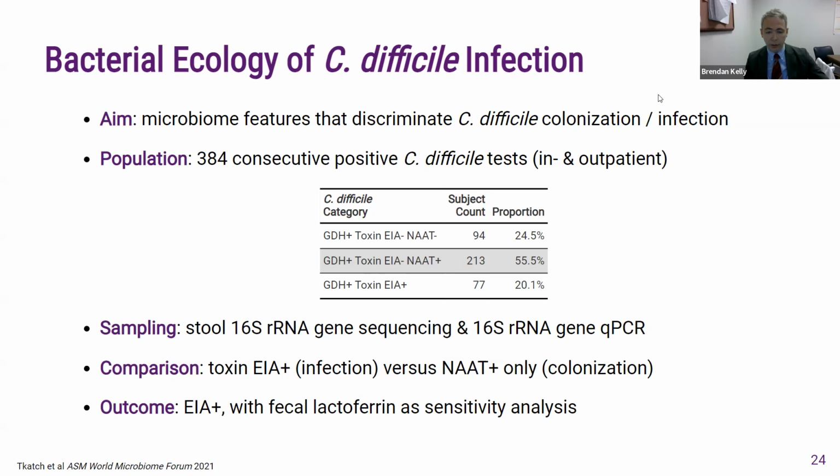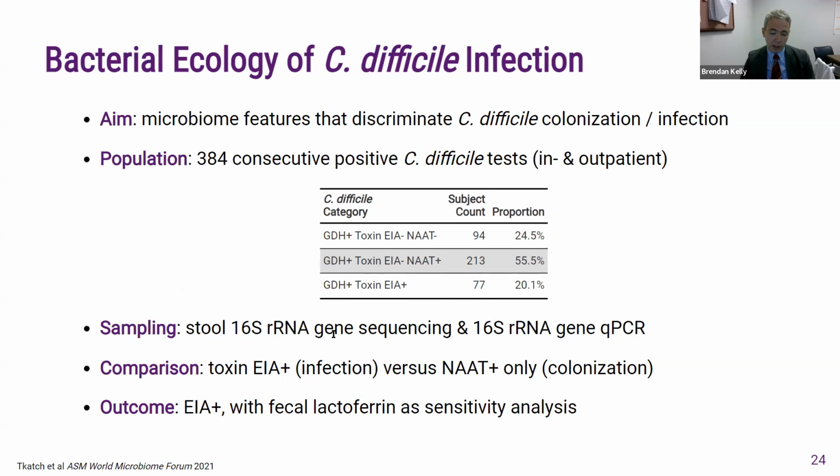And so we enrolled 384 consecutive positive C. diff tests from HUP. These were both inpatients and outpatients. You see the breakdown here: 24% of them, interestingly, just had GDH positive. This was a three-step testing algorithm. 55% were just NAT positive, and 20%, or 77 subjects, were GDH and EIA positive and NAT positive.